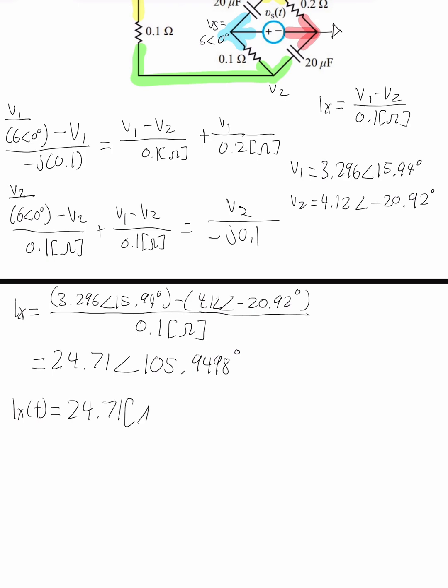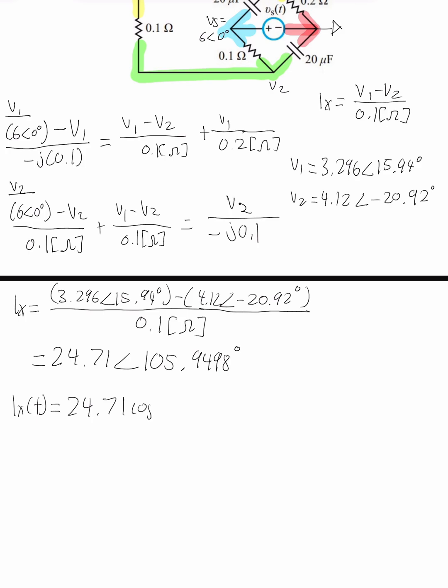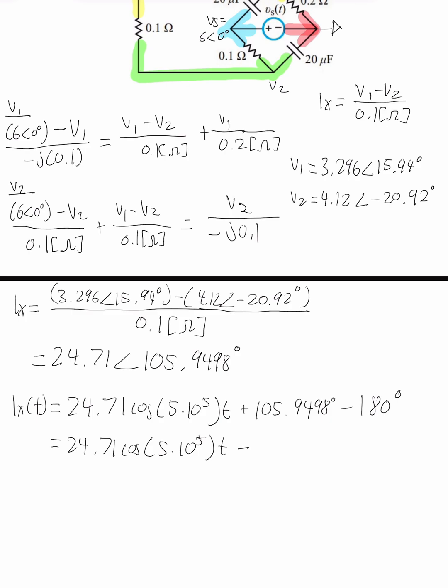Now plugging that back into our original equation, Ix(t) will equal 24.71 amps cosine, actually no, we'll do that at the end. Cosine 5 times 10 to the 5th t plus 105.9498 degrees minus 180 degrees. So then the final answer is going to be 24.71 cosine 5 times 10 to the 5th t minus 74.05 degrees amps.